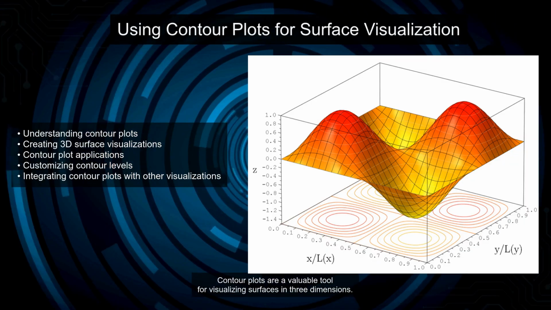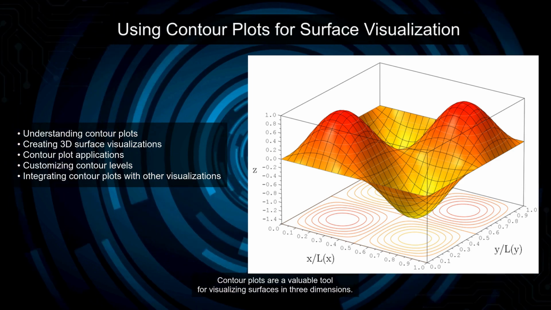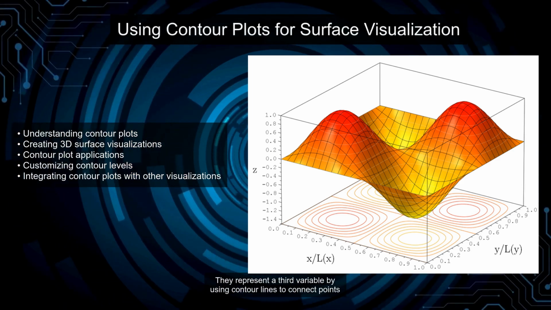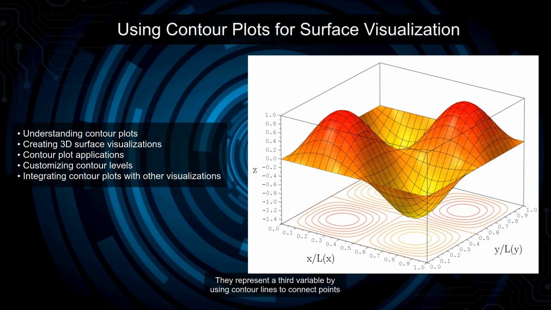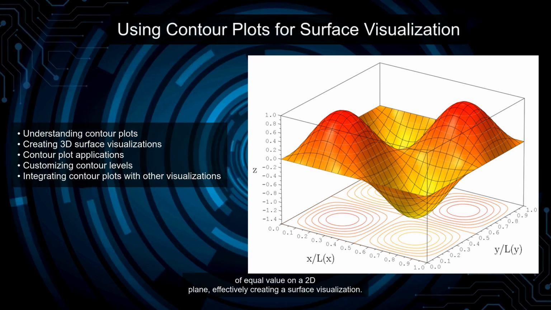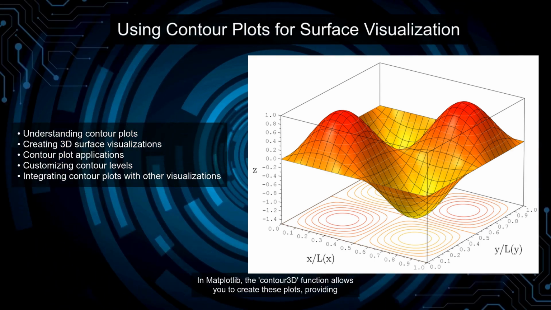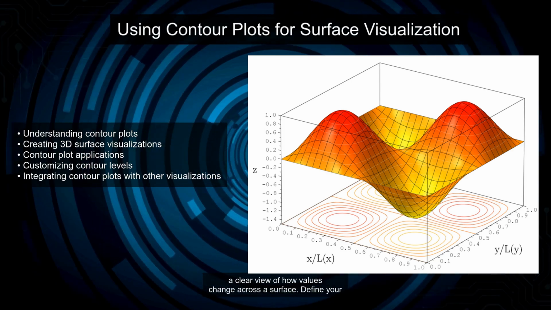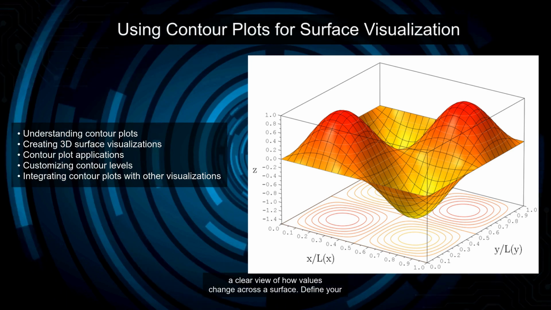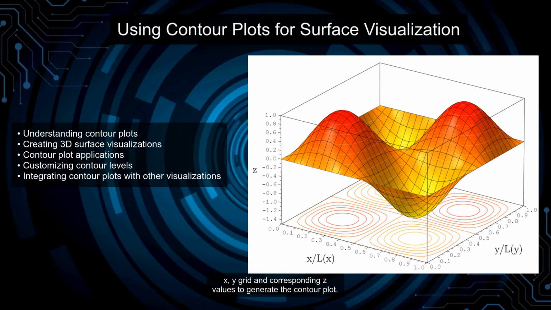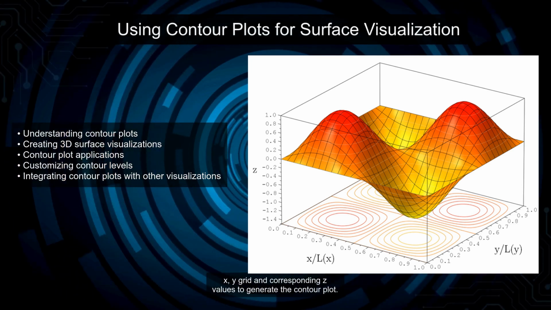Contour plots are a valuable tool for visualizing surfaces in 3 dimensions. They represent a third variable by using contour lines to connect points of equal value on a 2D plane, effectively creating a surface visualization. In Matplotlib, the contour3D function allows you to create these plots, providing a clear view of how values change across a surface. Define your X, Y grid and corresponding Z values to generate the contour plot.